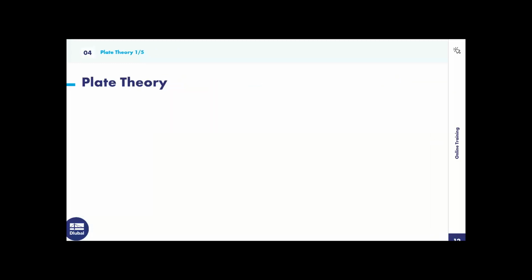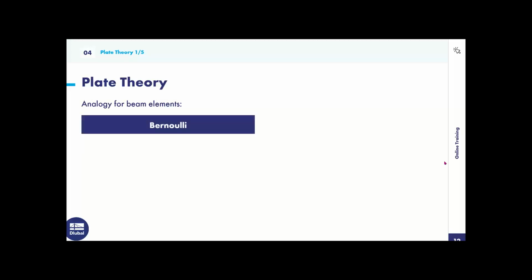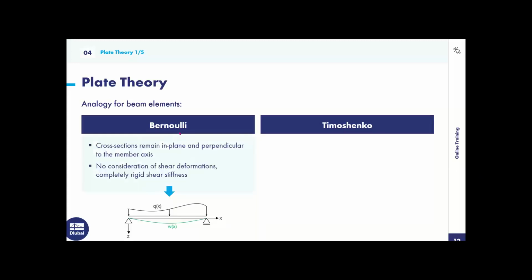So basically, these first theories are going to be analogies for beam elements. The first theory is Bernoulli's, and the second theory is the Timoshenko theory. The assumptions made for Bernoulli's are that the cross sections always remain in plane and are perpendicular to the member axes. And the second assumption is that there is no consideration of shear deformations, and that the shear stiffness is completely rigid for our member.